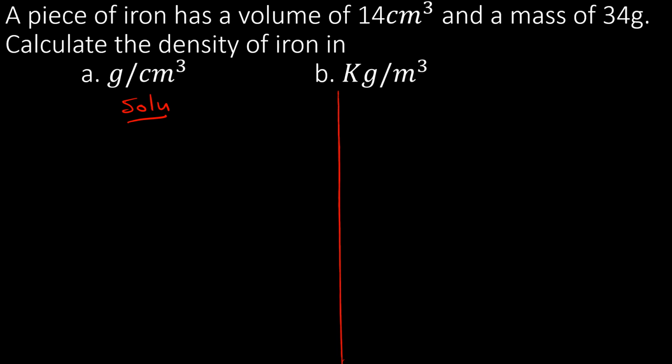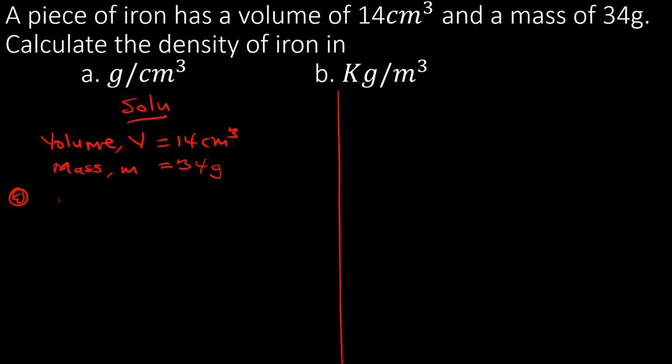So, solution. We have our volume to be 14 cm³ and our mass to be 34 grams. So for A, we have to find density in g/cm³, and the unit is what we want, so we don't have to change it again.